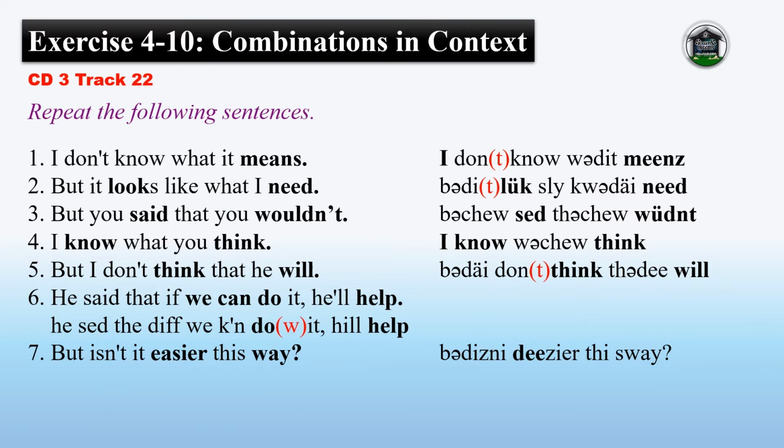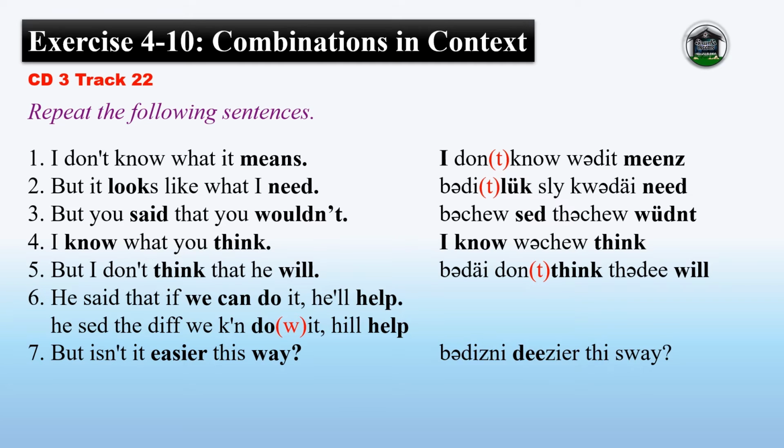Exercise 4-10, combinations in context. Repeat the following sentences. 1. I don't know what it means. 2. But it looks like what I need. 3. But you said that you wouldn't. 4. I know what you think. 5. But I don't think that he will. 6. He said that if we can do it, he'll help.